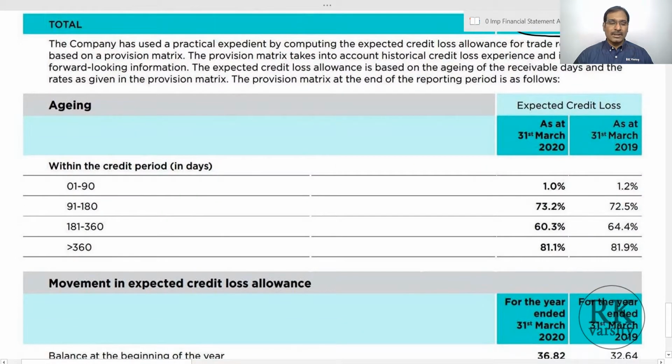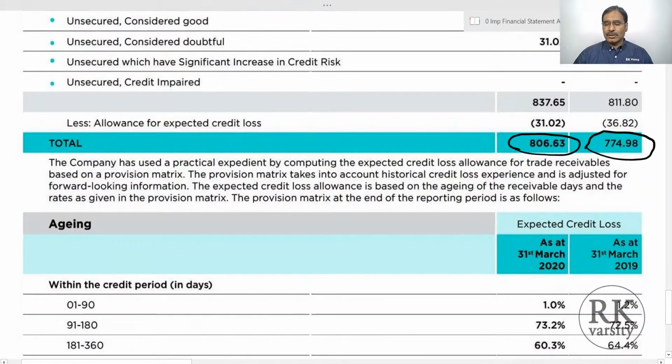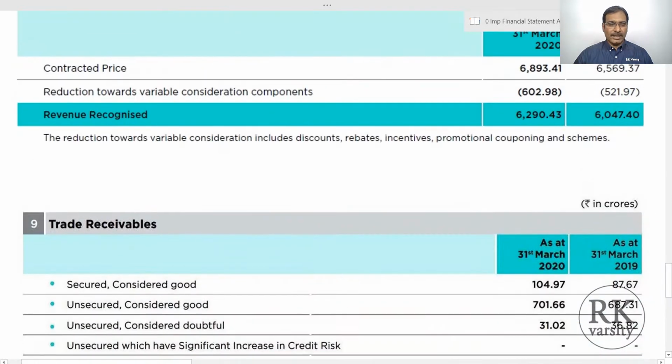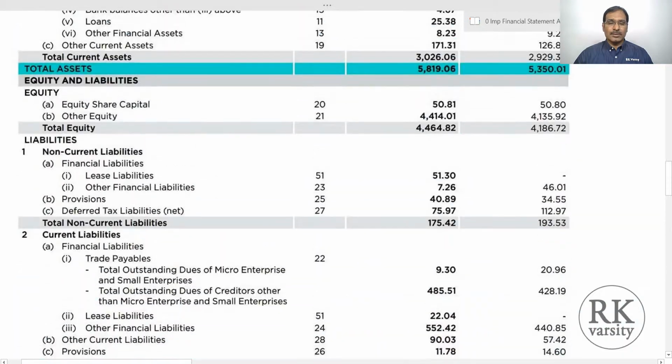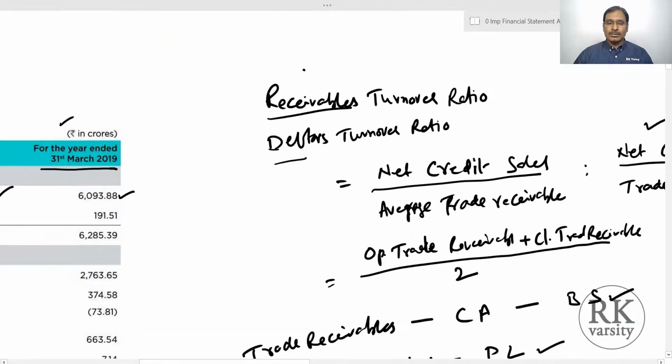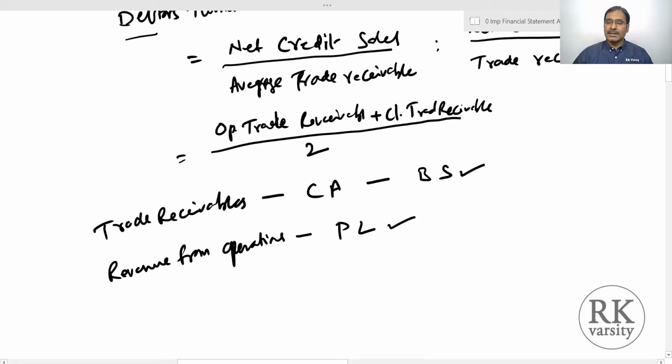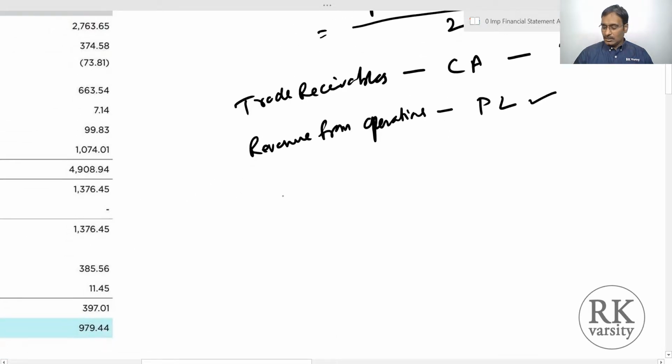An aging report is simply what is due and what is the credit loss. So up to 90 days, 91 to 180 days, 180 to 360 days, and above 360 days. We are not much interested in aging at this point of time. Our focus is on calculating the receivables turnover ratio. As we have an equation here, I prefer using this one: net credit sales, that is revenue from operations, and trade receivables for that particular year.